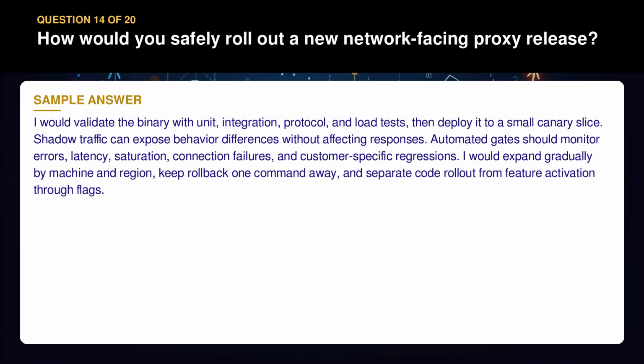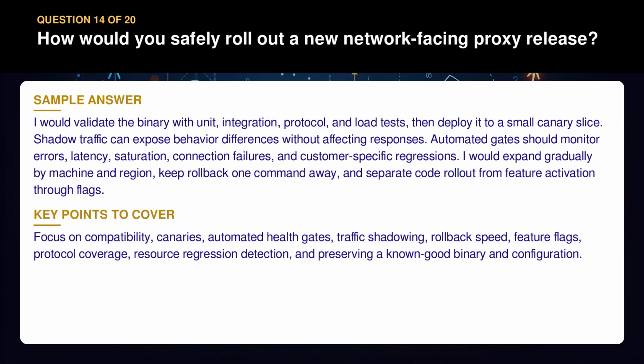I would expand gradually by machine and region, keep rollback one command away, and separate code rollout from feature activation through flags. Focus on compatibility, canaries, automated health gates, traffic shadowing, rollback speed, feature flags, protocol coverage, resource regression detection, and preserving a known good binary and configuration.